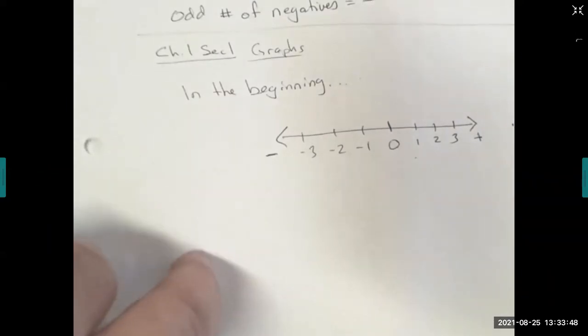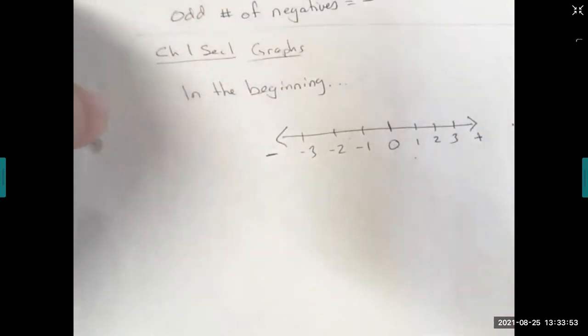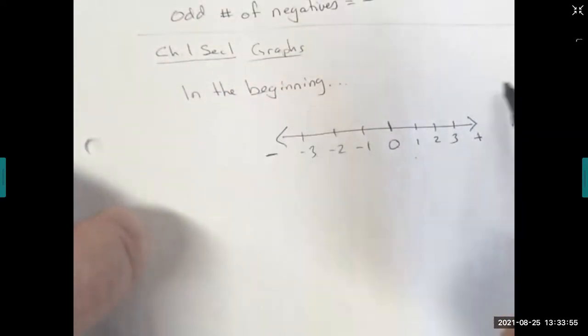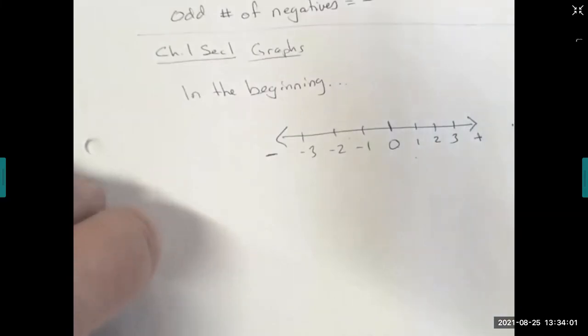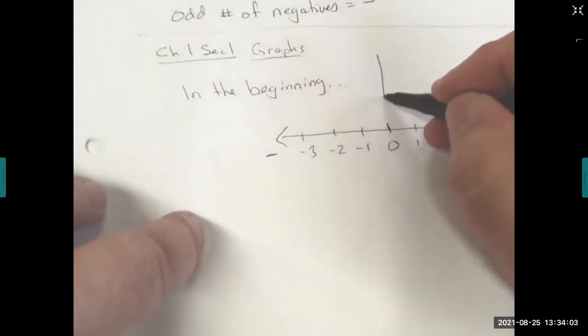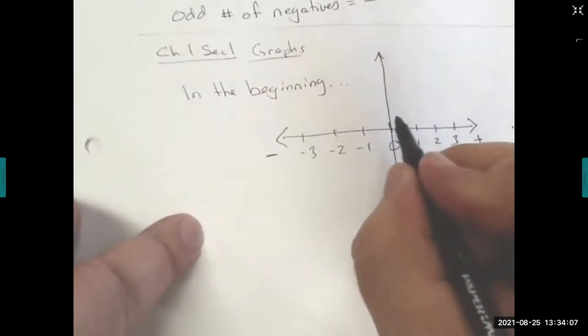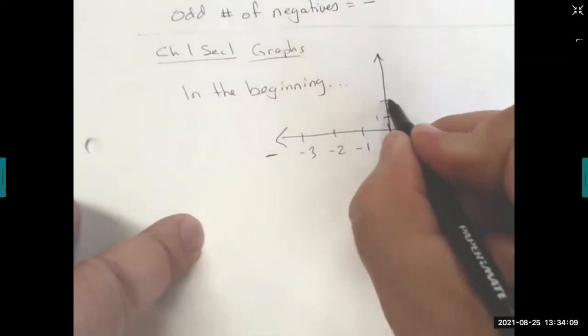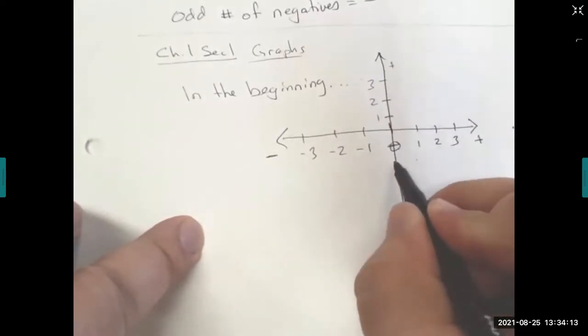And then eventually, think of how humans traveled. We walked, we swam, we rode horses, buggies, cars, and then all of a sudden we invented airplanes and submarines. Now we can go up and down. Anything going up is positive. Anything going down is negative.